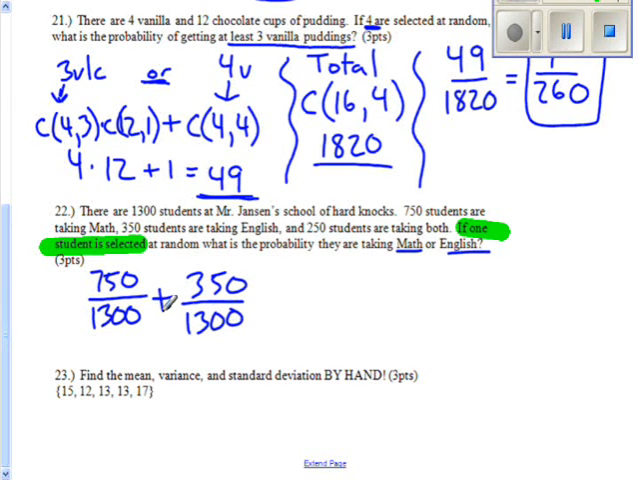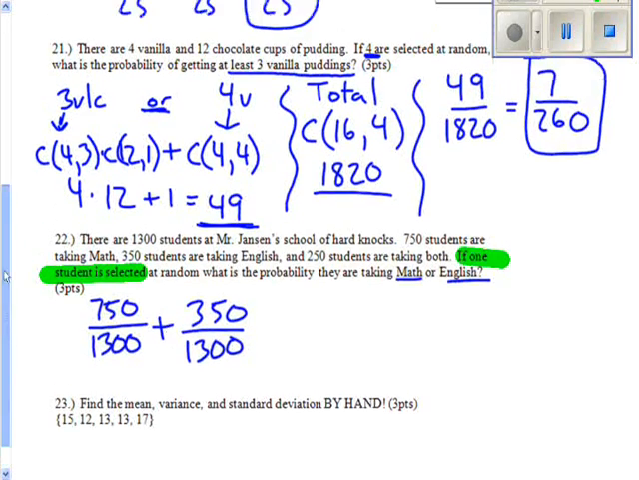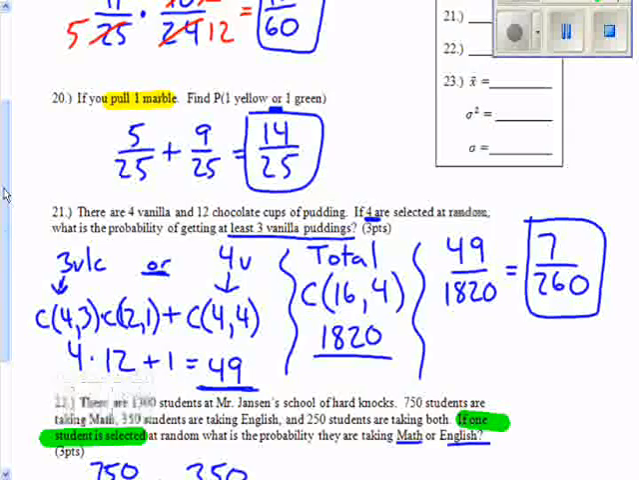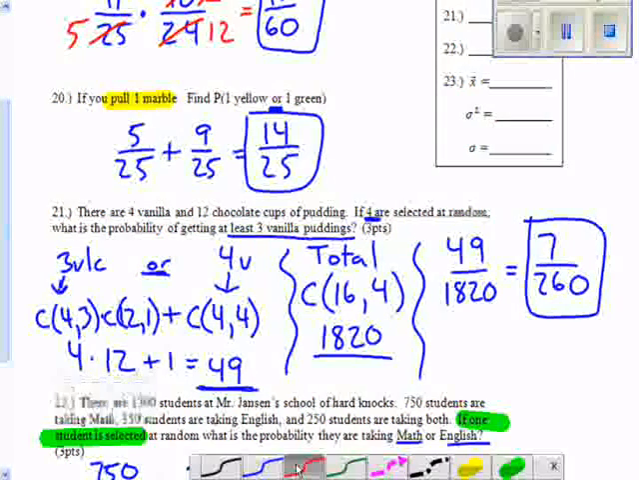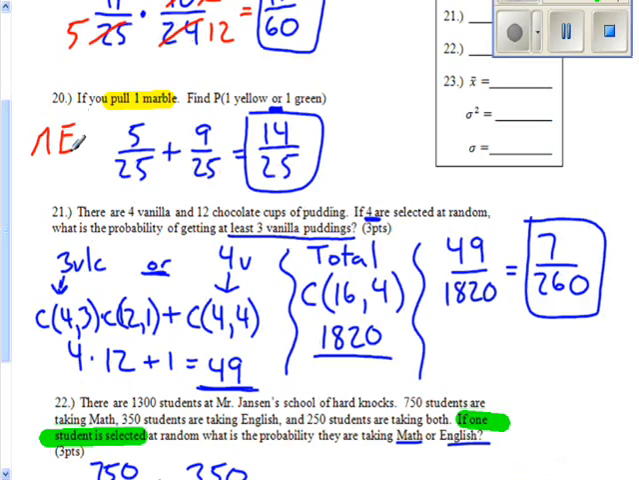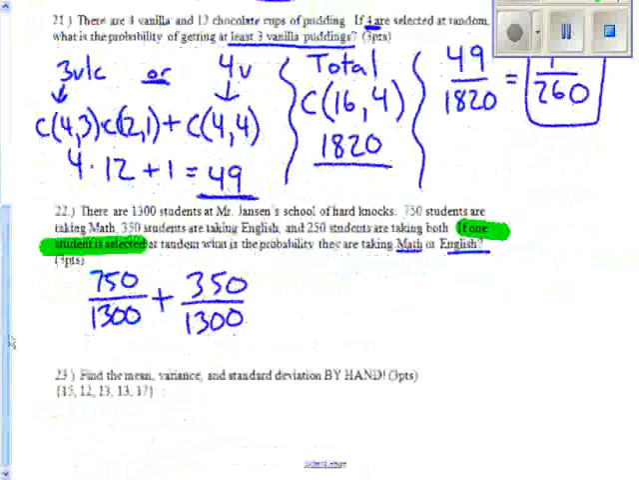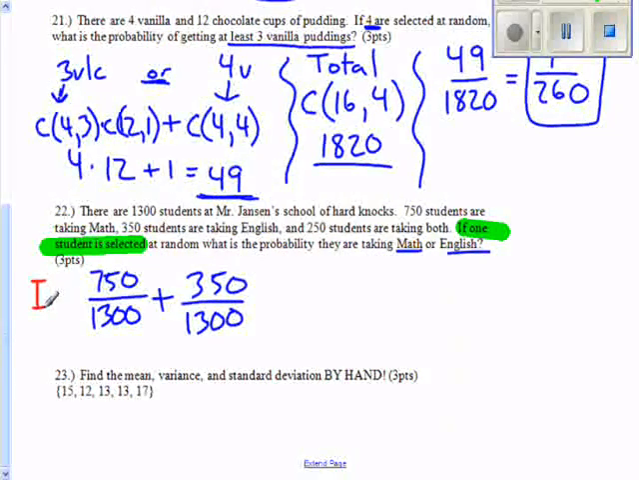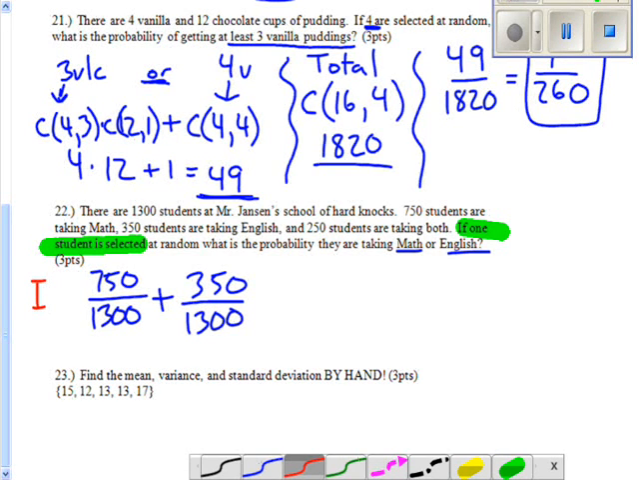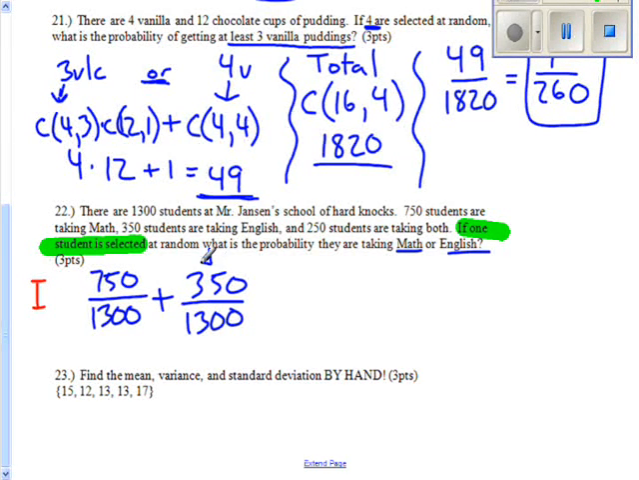Or means I add, but this is a special or, okay? Unlike the marble example we did earlier, scrolling back up to number 20, this example up here, number 20, was mutually exclusive because the marbles were either yellow or green. They weren't yellow and green at the same time. Down here, this one is inclusive because there's not just math students and English students. There are students that are taking math and English, which means that those 250 kids were counted once right here in the 350, and they were also counted once here in the 250.